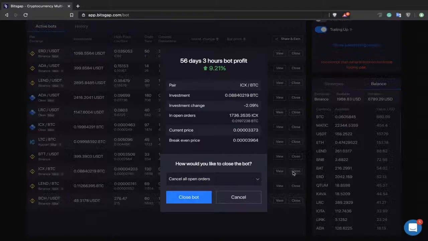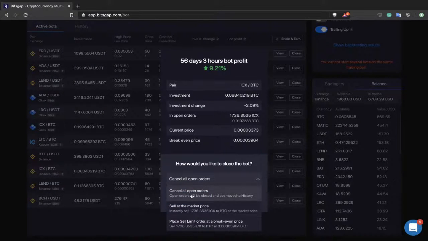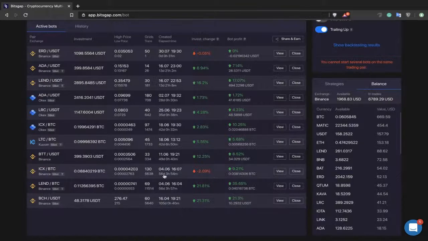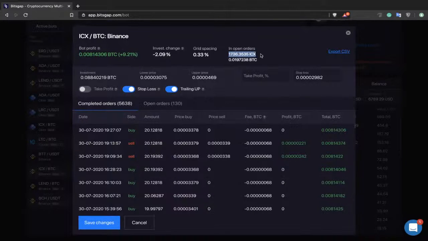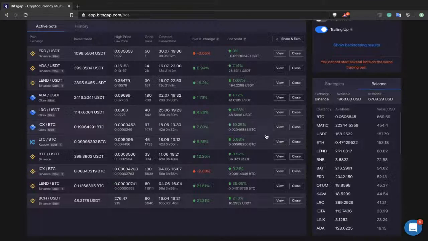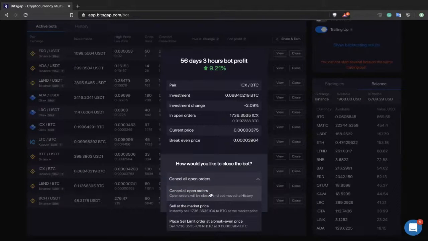If I click on close, you see that I have now 3 options. The first one, that's the ordinary one, which is to cancel all open orders. So that means that you will close the bot and you will close all of the open orders. Let me click on view, you see there are active orders over here. So you have active sell orders, and that means that your base currency is currently allocated to all of these sell orders, and you have active buy limit orders. Your BTC is allocated to these buy limit orders. So when you click on close all open orders, the system will automatically cancel out all of the open buy limit orders and sell limit orders.